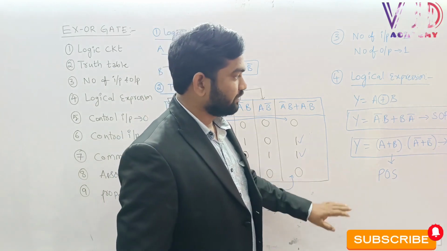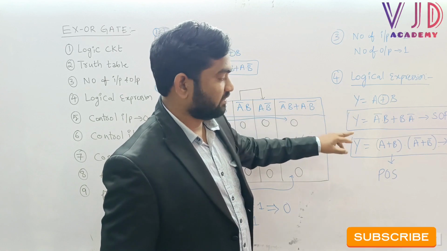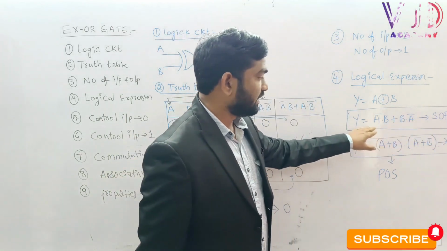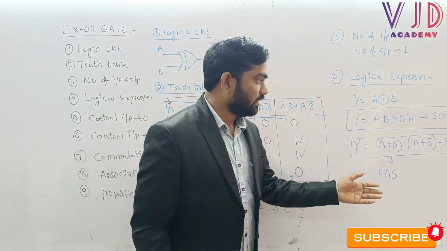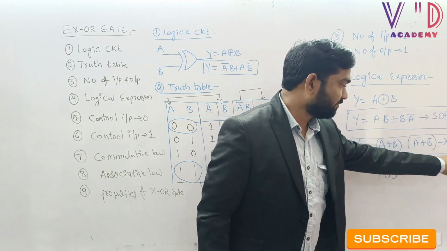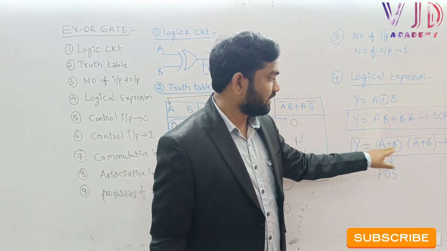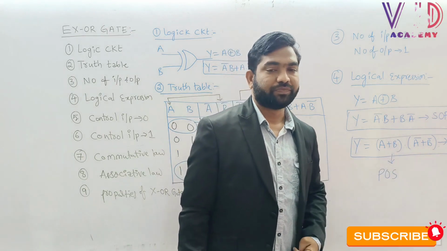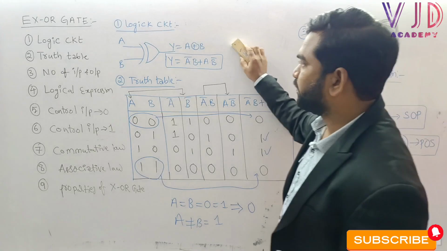Now, up to now, let us try to understand. If you want to represent the logical expression of XOR gate in SOP, sum of products form, we can take A bar B plus B into A bar. If you want to represent it in the form of POS, product of sum, we just need to represent it as Y equal to A plus B into A bar plus B bar.